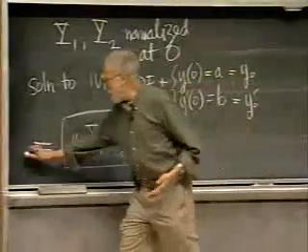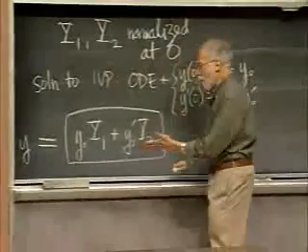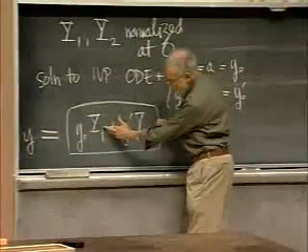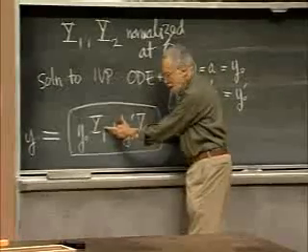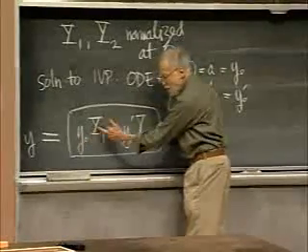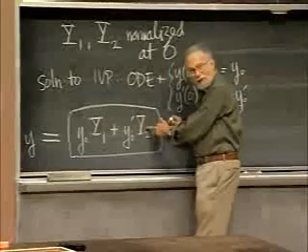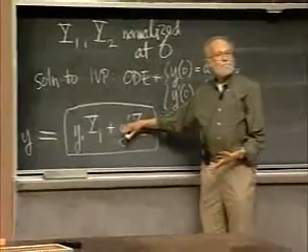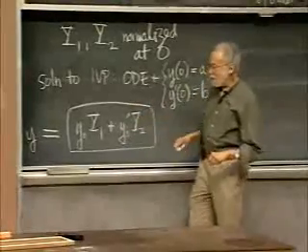Why is that so? Well, for example, let's check. What is the value of this function at 0? Well, the value of this guy at 0 is 1. So the answer is y0 times 1. And the value of this guy at 0 is 0. So this term disappears. And it's exactly the same with the derivative.